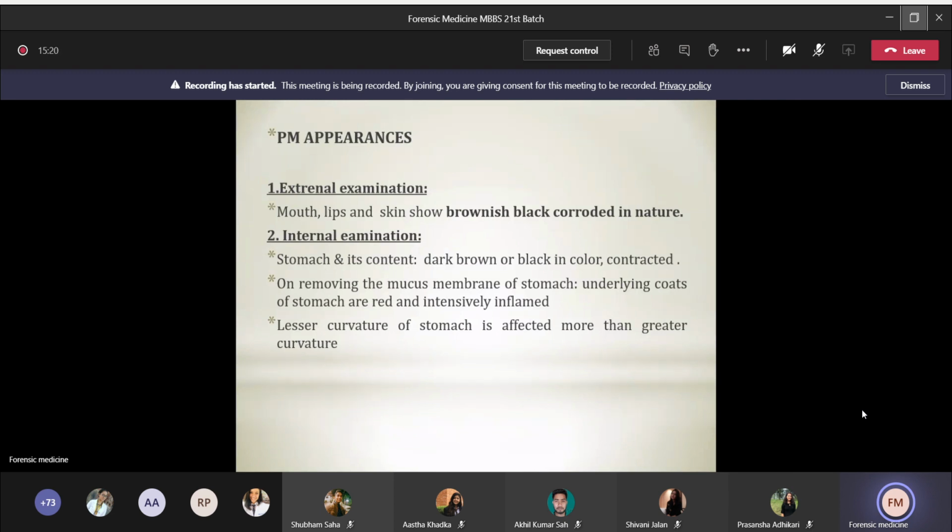Okay, and the lesser curvature of the stomach is more affected when you compare it with the greater curvature of the stomach. So whenever you do the dissection of the stomach, you always have to do it from the greater curvature of the stomach. Okay, to preserve the injury on the lesser curvature area.